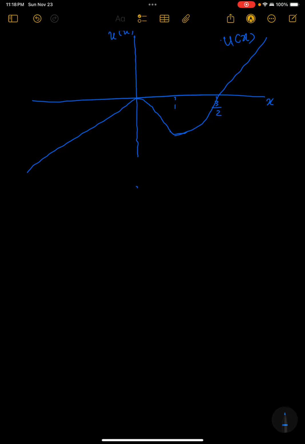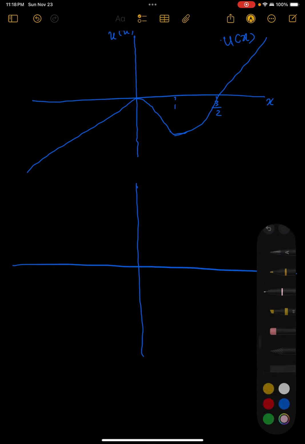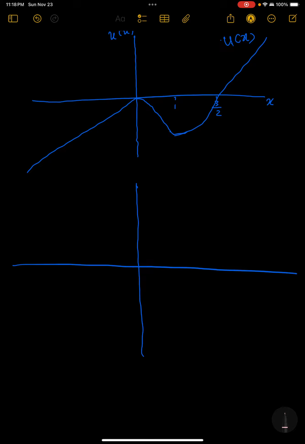Now right below this graph, I'm gonna actually sketch the phase portrait. So now we will consider different h curves on the u of x graph, and then we will project them. So suppose this is my h curve. Suppose this is my h1.